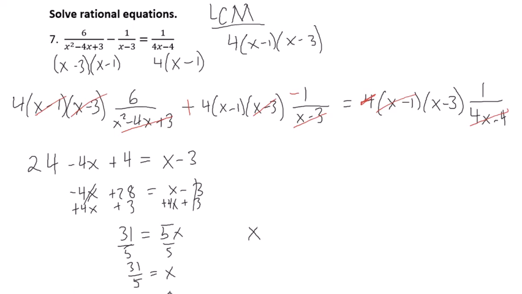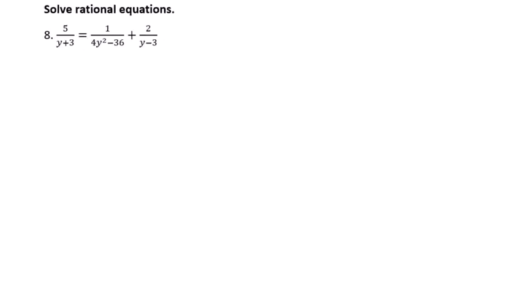If you are using a program like MyLab Math, make sure you put this in as the fraction 31 over 5. Do not put it in as a decimal. MyLab Math will always mark it wrong. It almost always wants fractions. All right, let's go ahead and look at our next example. All right, let's go ahead and look at this one.